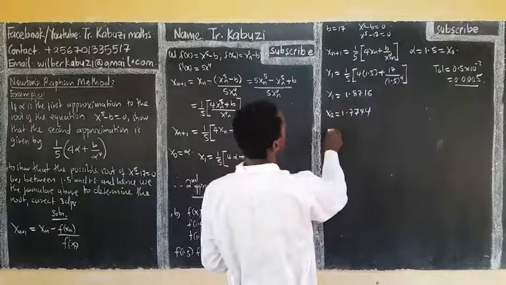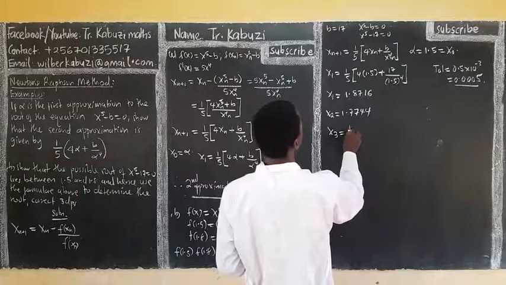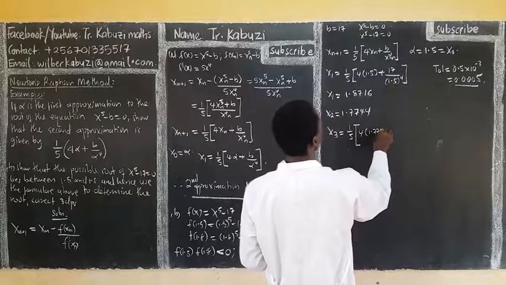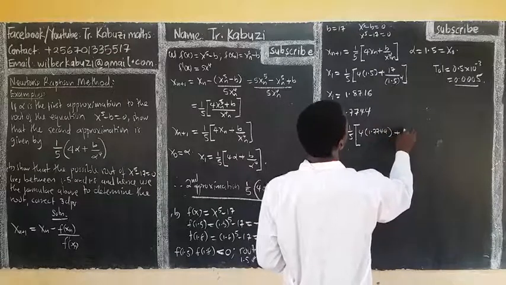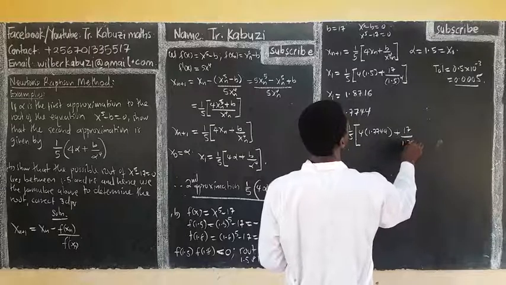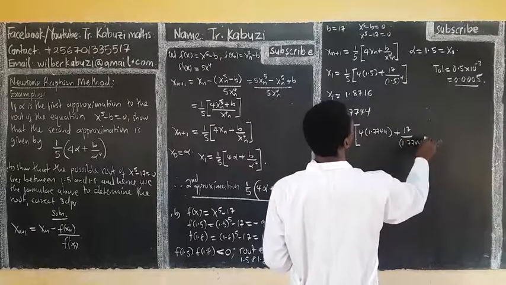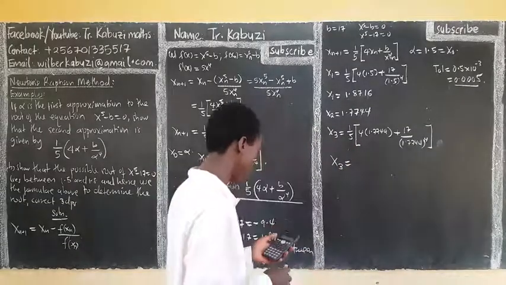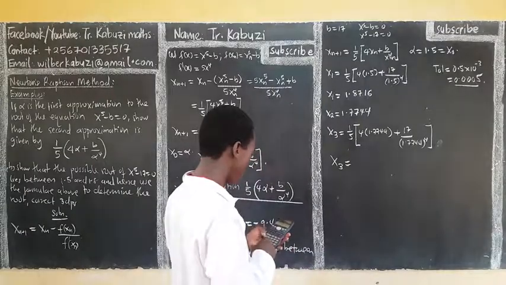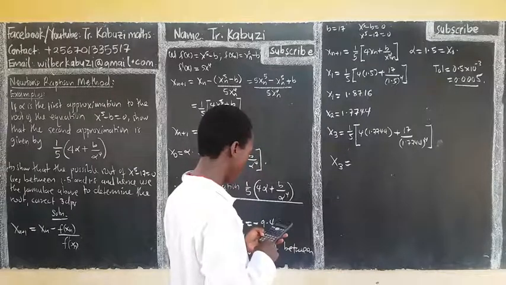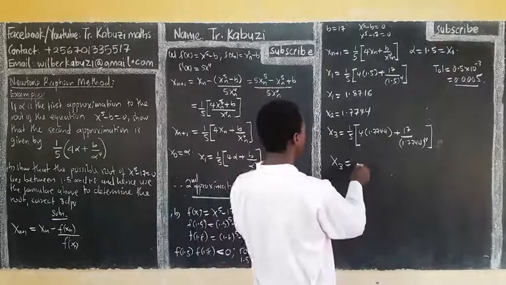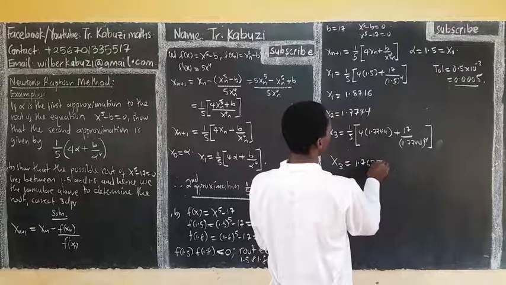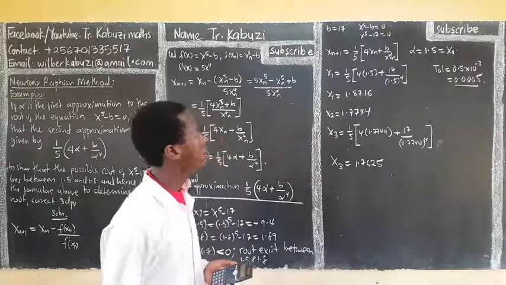So I go for x3. My x3 is going to be 1 over 5 into 4 times 1.7744 plus 17 over 1.7744, the whole power 4. We press that. Our x3 is going to be, you press down, then you press that value 1.7744. The value I'm getting is 1.7625. And then you check, have you reached your tolerance yet?